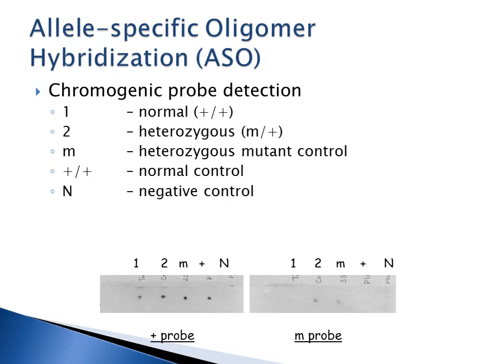The positive lane is a normal control, and you're only going to expect that to light up when you use the normal probe and not the mutant probe. And N is the negative control, and neither one should show anything.